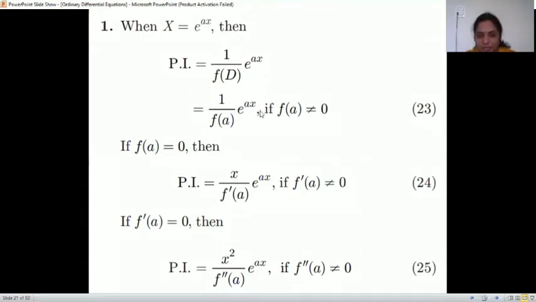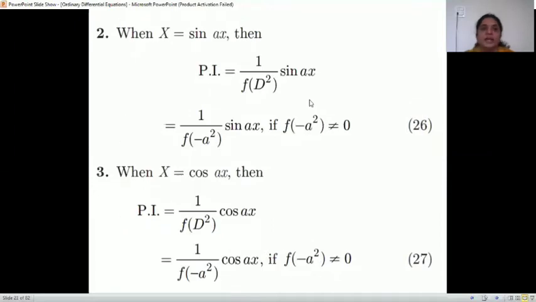If the function is sine x or cos, if the function is sine or cos, what we do with that? Okay, I'll tell you, no problem. If the function is sine or cos, then what we do is your denominator should be D square, right? And that D square will get replaced by, we'll square this term and we'll give negative sign to that, right? So a square first and then negative sign. So it is f of minus a square.